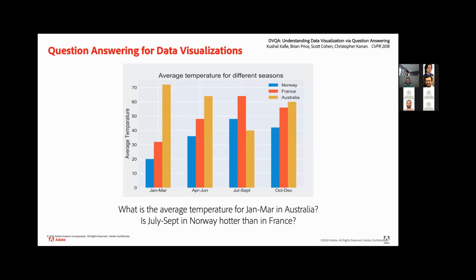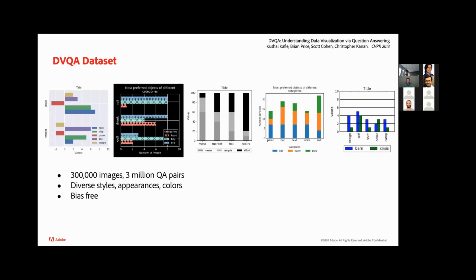So, we had two papers. I'll go over each of them. The first one is published in CVPR 2018, DVQA, Understanding Data Visualization Using Question Answering. So first, let me talk about the data set. We needed a data set. We synthesized a bunch of images, about 300,000 in total.